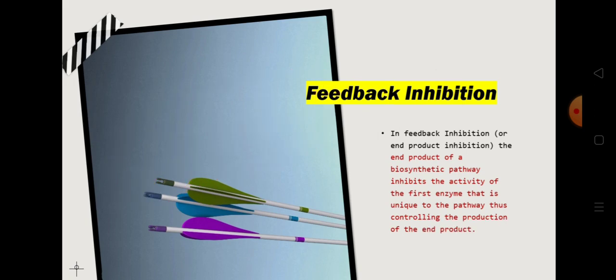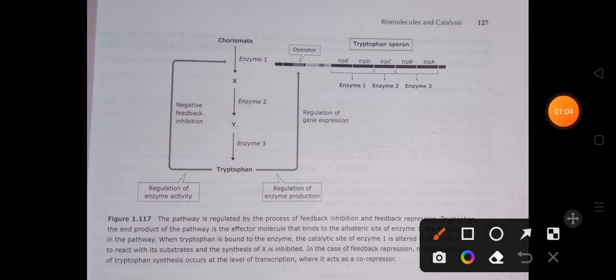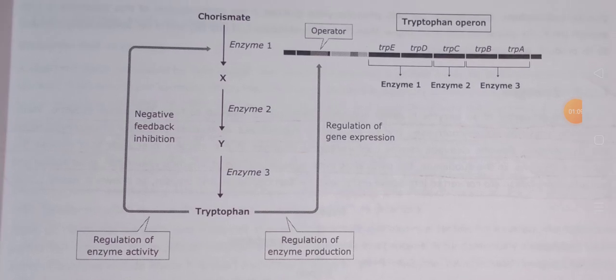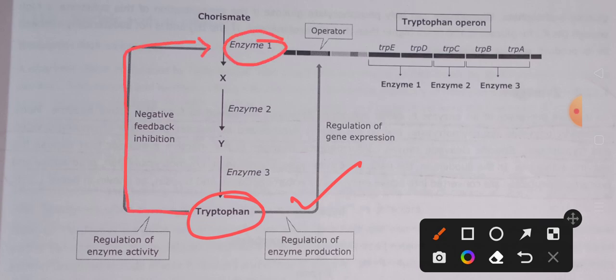Okay, if we use this diagram, it will be very easy for you to understand. Here we are using the tryptophan synthesis metabolic pathway to understand the entire concept. The idea is that feedback inhibition will occur when the end product, that is tryptophan, is synthesized in the required amount. Then the excess amount of tryptophan that is synthesized will bind with the first enzyme that is unique for that particular pathway.